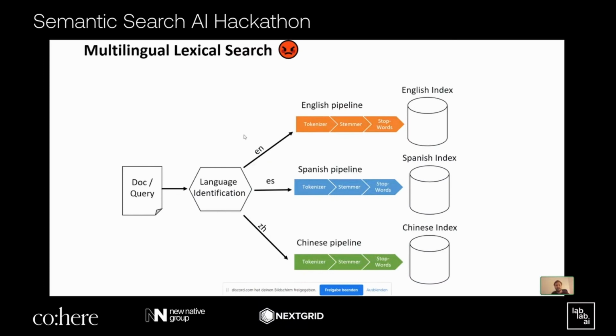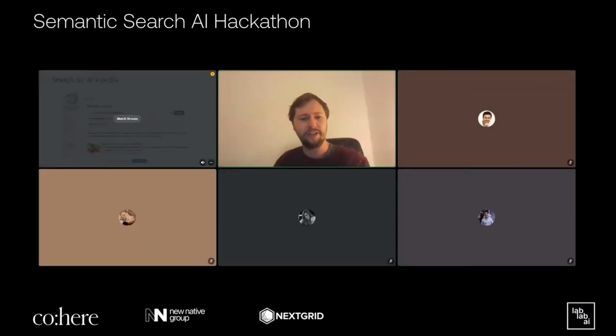The issue is that tokenization on white spaces works for English, but it does not work for Chinese. So if you have a Chinese text, you cannot tokenize on white spaces. Also, stemming in other languages is really different, and stop words in Chinese are completely different than stop words in English. So your actual architecture looks a lot more like this.